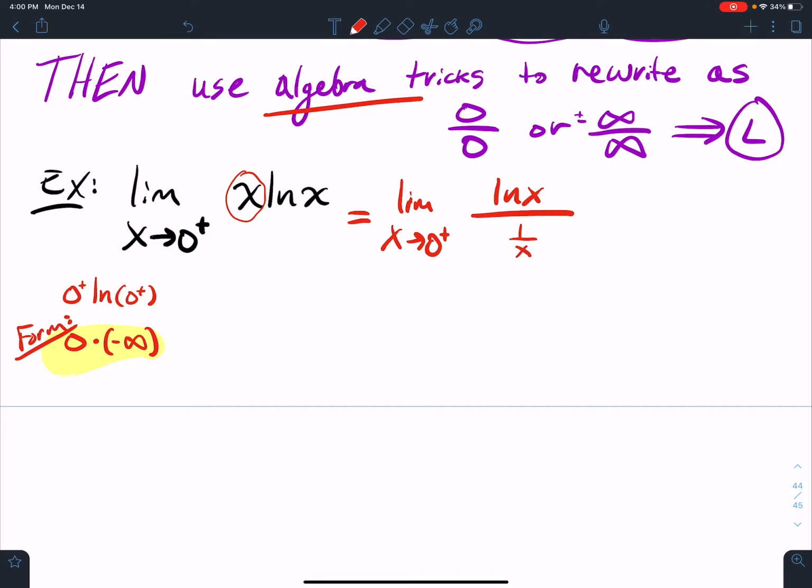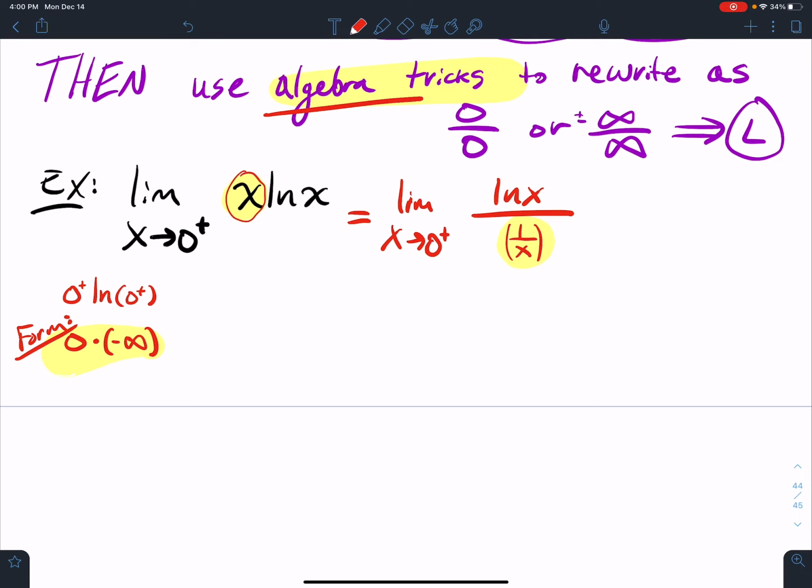Okay? Now you'll see if you use your keep, change, flip rule, remember keep, change, flip, right? You keep the numerator as ln x, change division to multiplication, and then flip the denominator. When you flip 1 over x, you get x. Okay, so that gets you back to where you started, right? So algebraically, this is my algebra trick. To get this in the denominator, I just write the reciprocal in the denominator. Okay, so that's what I did there.